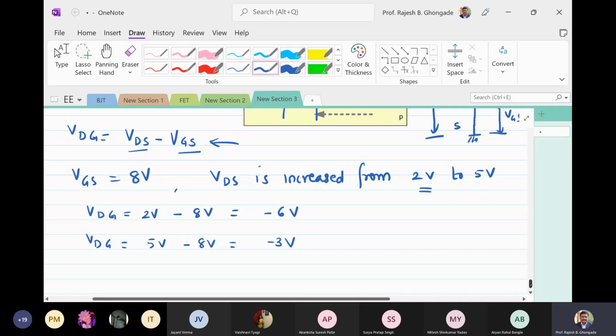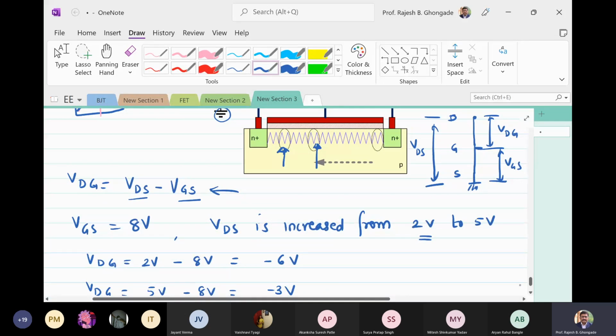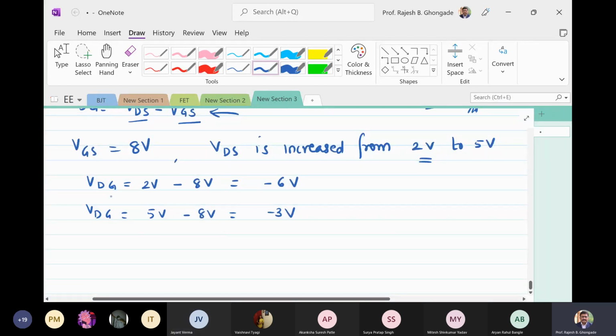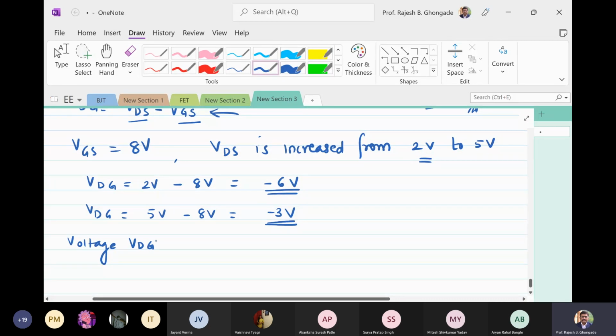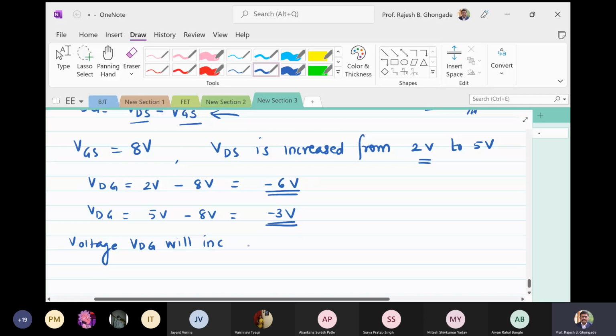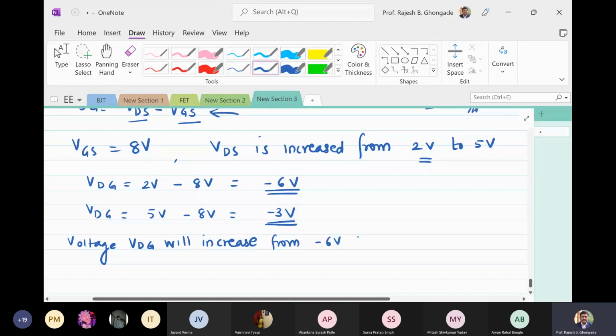Now this is just for your understanding, this figure. Otherwise, don't get confused. So VDG is effectively negative in this case. So the voltage VDG will increase from minus 6 volts to minus 3 volts. Why am I saying increase? Because it is going positive. Minus 3 volts is more positive than minus 6 volts. I am saying positive. This I have to understand properly.